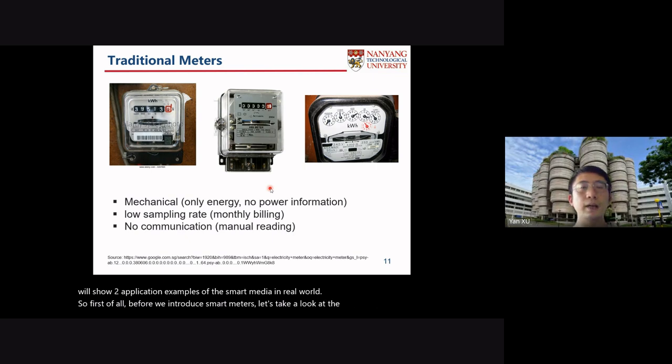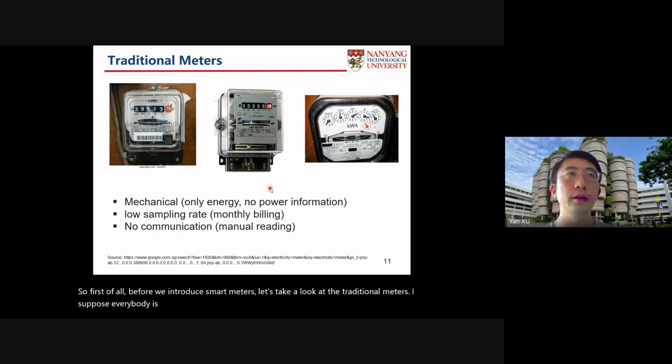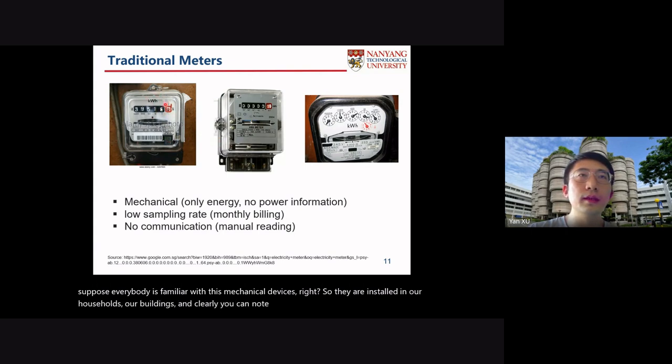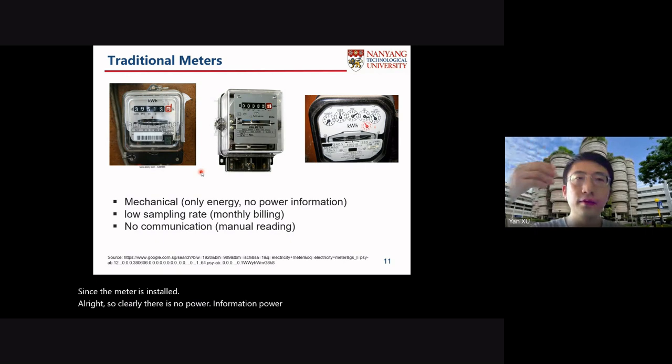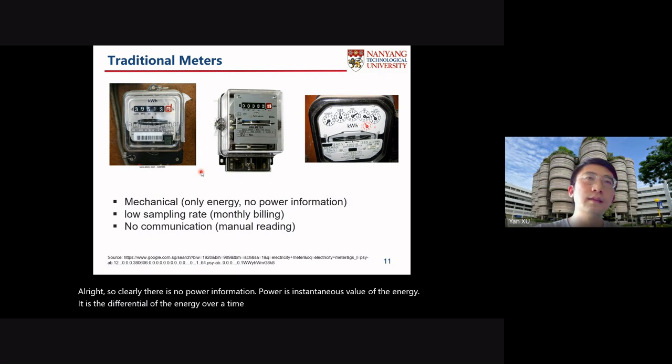I suppose everybody is familiar with these mechanical devices, right? They are installed in our households, our buildings, and clearly you can note the unit of these meters is kilowatt hour. Kilowatt hour is the energy unit. So it shows how much energy has been consumed since the meter was installed, right? So clearly there is no power information. Power is the instantaneous value of the energy. It is the differential of the energy over a time period. So clearly this mechanical meter does not show power information.